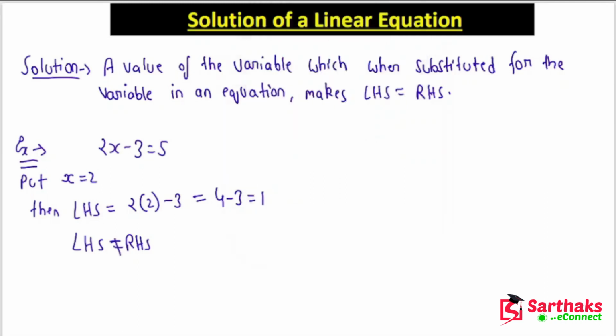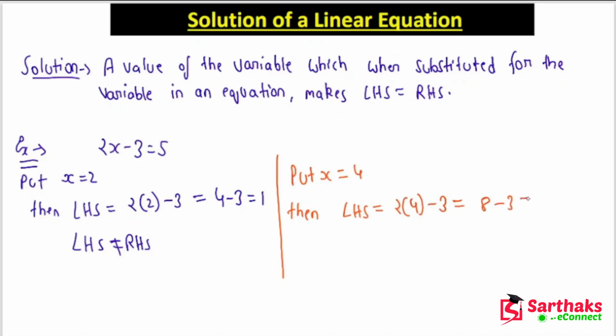Now let me take another value and let me actually give you the real solution. Let me put x equal to 4 in this same equation. Then if I calculate LHS at x equals 4, LHS would come out to be 2 into 4 minus 3, which is 8 minus 3, which is 5. Now you can clearly see LHS came out to be 5 and RHS is already 5. So LHS is equal to RHS. Right. So as per the definition, x equals 4 is the value where we have got LHS equal to RHS.